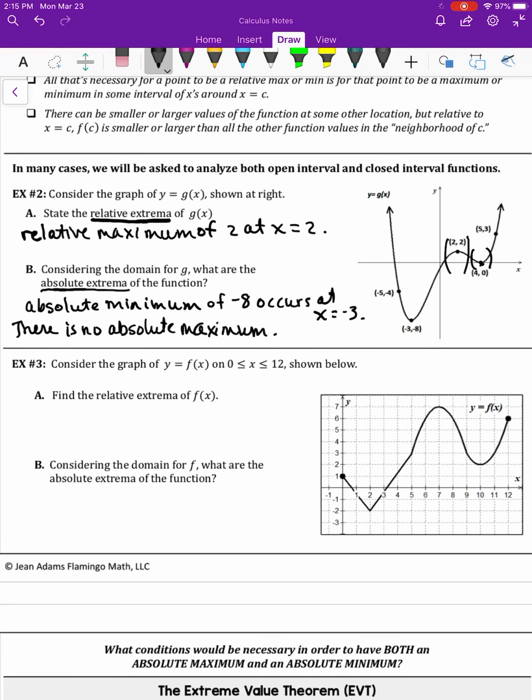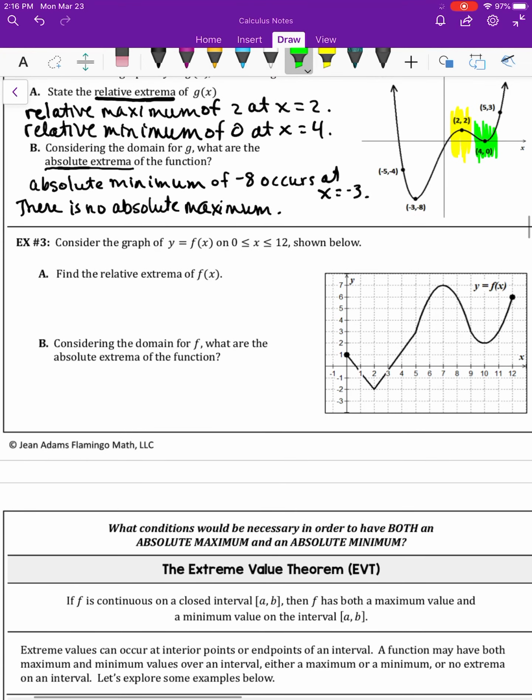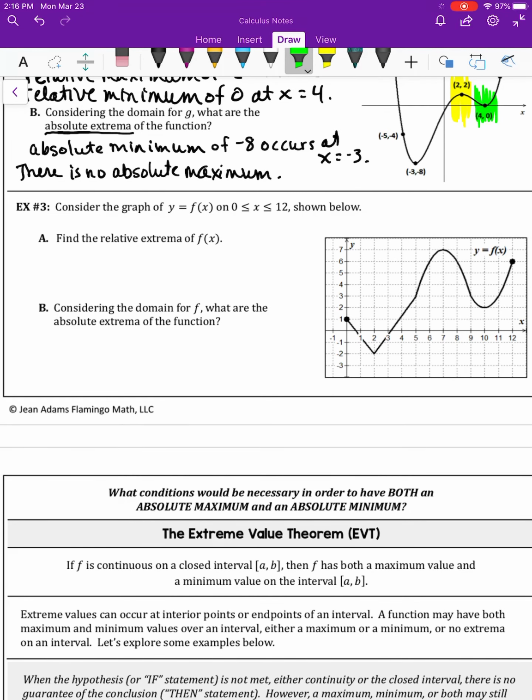And then on this one right here, I can see that that's the lowest in the neighborhood. So I have a relative minimum of 0 at x equals 4. Okay, so those were 2 places where we had a relative maximum in this neighborhood, and a relative minimum in this neighborhood. And the other one was absolute. All right, so example number 3.